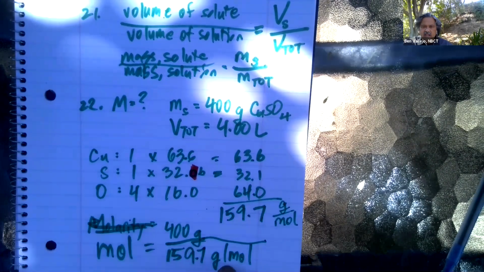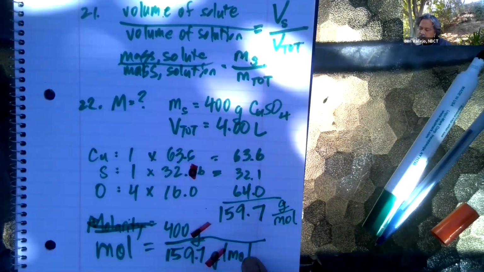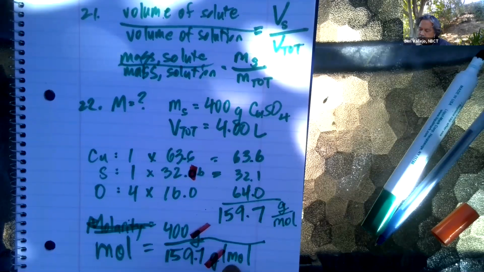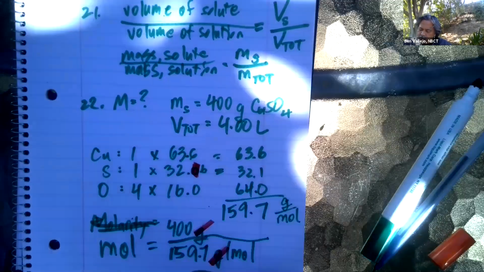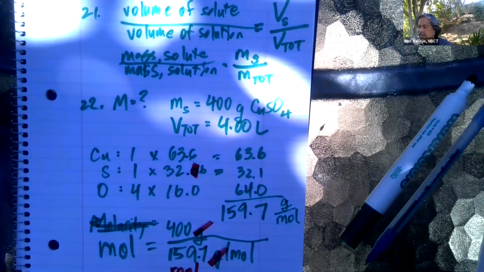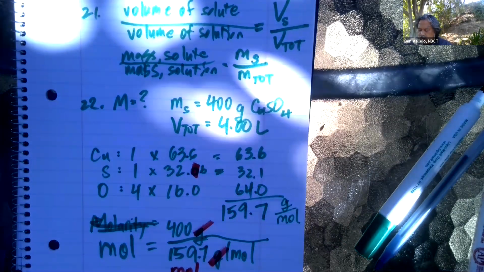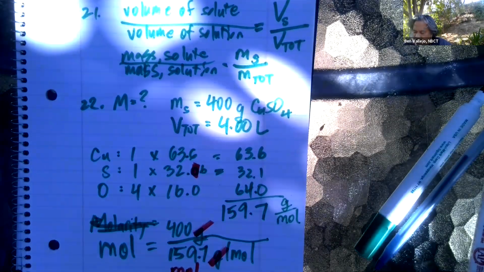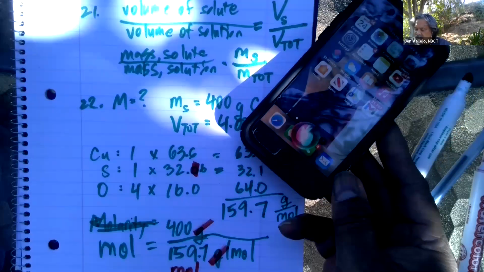Did I get the number of moles? Well, if you look at it, the grams cancel out, and the mole is on the bottom, so it's going to flip by the time you get the answer. So it's going to be in moles. So we set it up right, and that makes sense from what I just said. So 400 divided by 159.7.